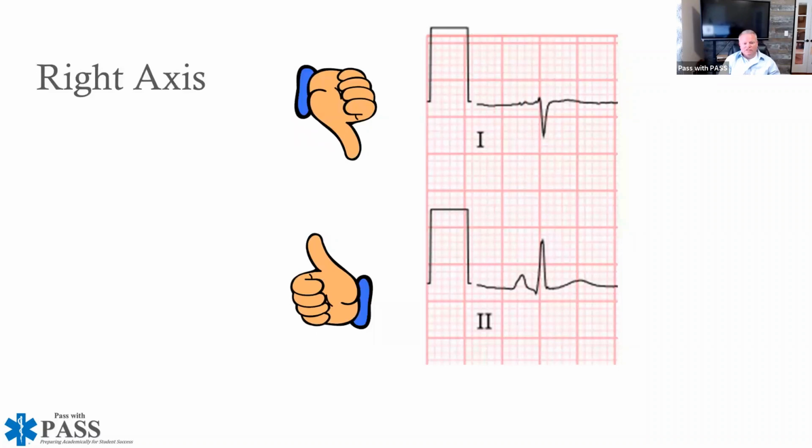A right axis deviation. So I look at my lead 1 and my lead 2, and on my lead 1, I am going down, and on lead 2, I am going up. These 2 are heading right towards each other, okay? The thumbs are heading right towards each other. This is a right axis deviation. So down in 1 and up in 2, thumbs heading right towards each other, right axis deviation.